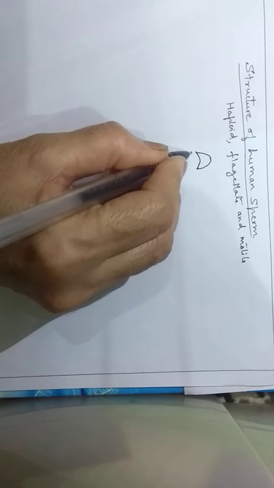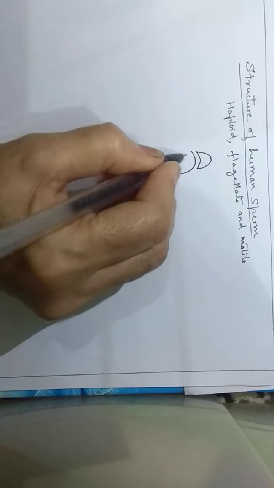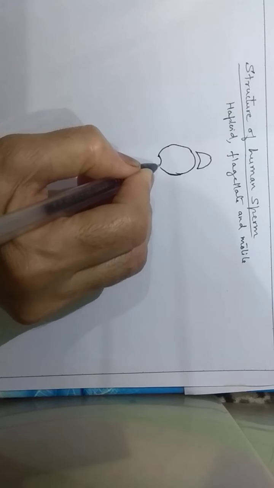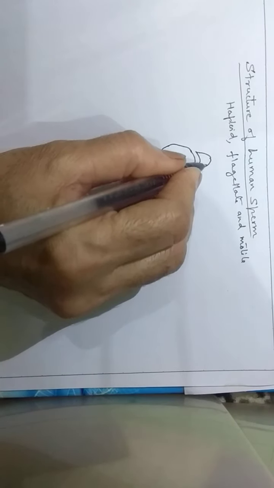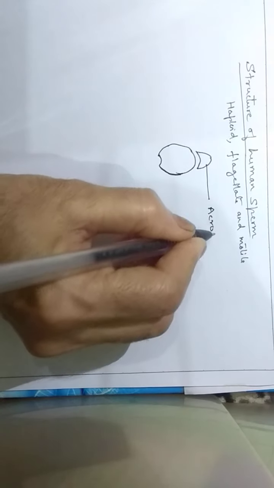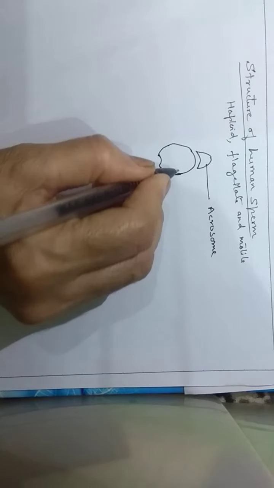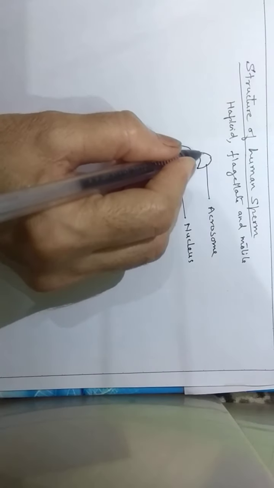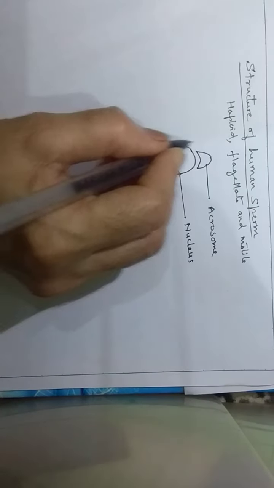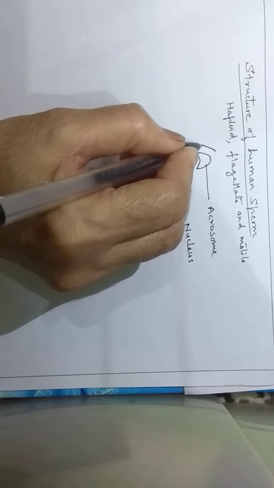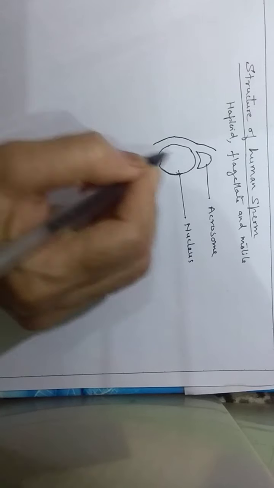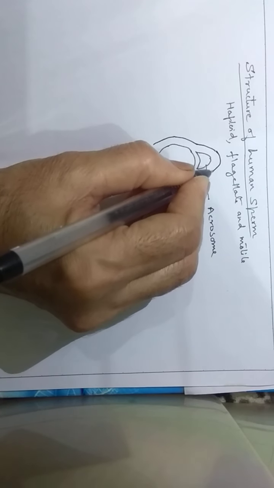Head has 2 parts. One is a cap-like structure, the acrosome, and the other is the nucleus. So it has 2 parts, acrosome and nucleus, and the whole structure is named the head.